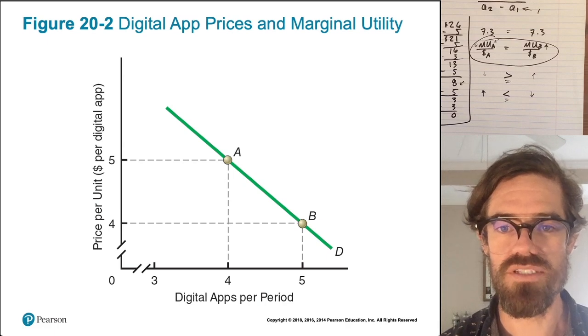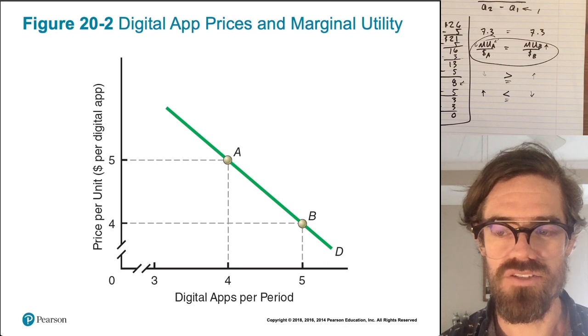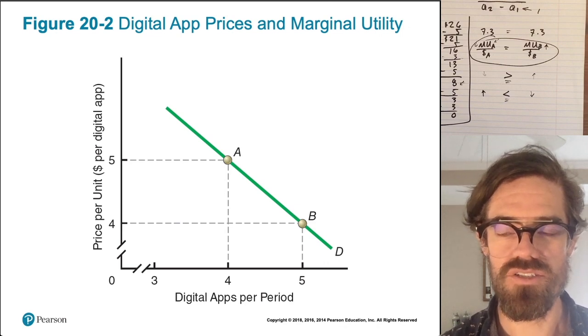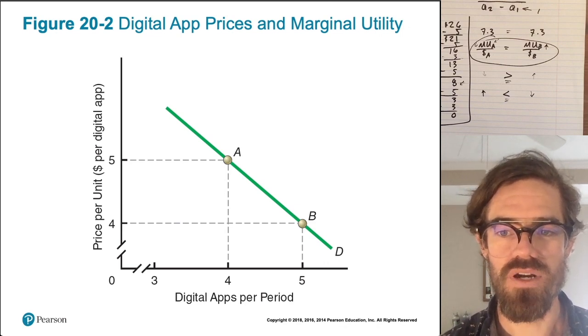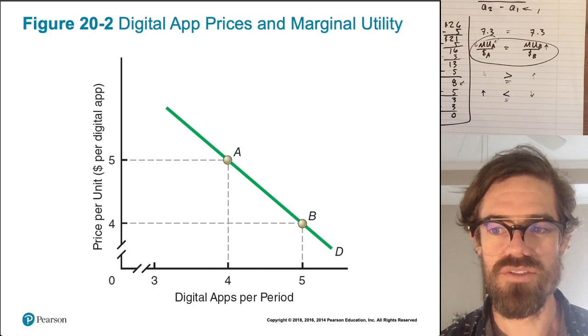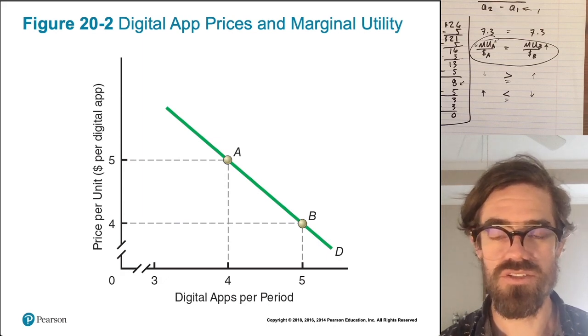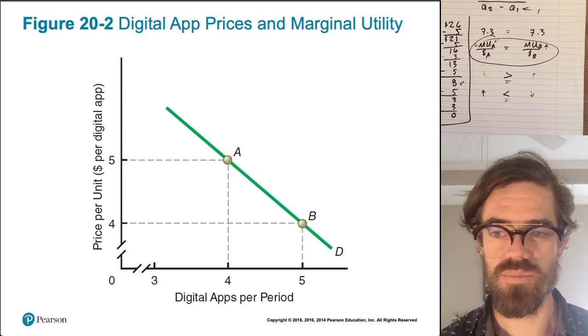We're plotting points here. So initially the price was 5, and the consumer purchased 4 in their consumer optimum. But when the price drops to $4, they would then want to purchase 5 to achieve optimum. And so if we plot those 2 points, they are points on the demand curve, right?